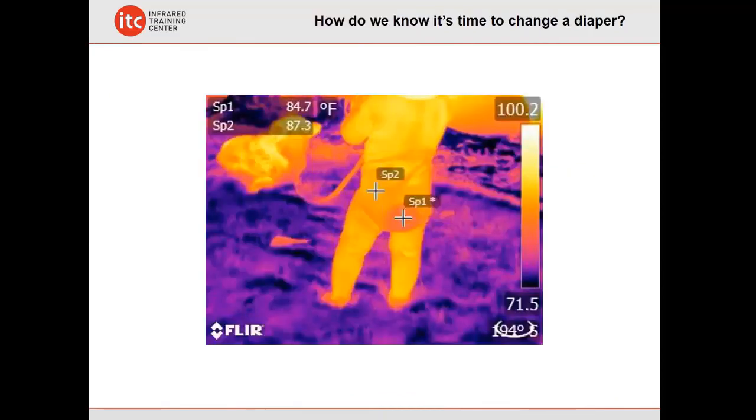And that's how we know it's time to change the diaper, thermally, because we can see that evaporation showing up in this particular situation. But these patterns, again, that are invisible to the naked eye will show up thermally in the right conditions. So these are, again, concepts of heat transfer that we talk about in level 1, but just in an everyday type of example.